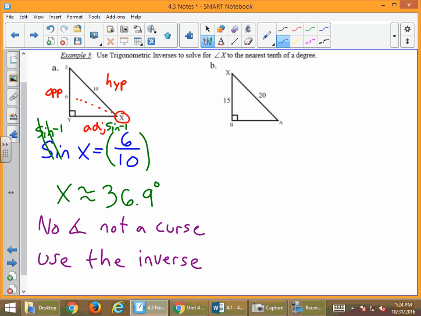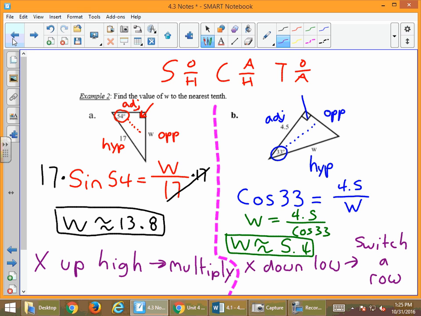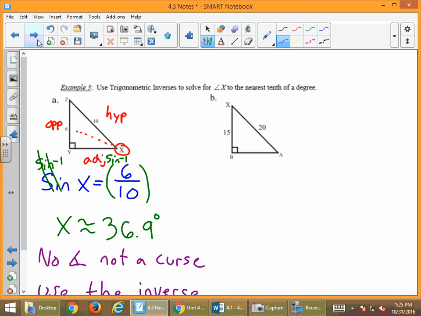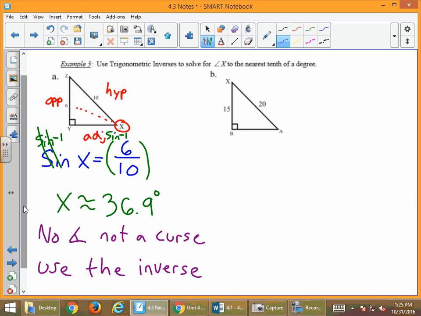So if you don't have the angle, guess what you're going to use? The inverse. If I don't have the angle up high, I have to. If the angle's down low, go to the next row. No angle, not a curse, use the inverse. Like that, Sam? I'm pretty impressed with that. You've got to do it like, if an angle's down low, go to the next row. That's basically stealing mine without the word switch there. But hey, whatever you want to do there.